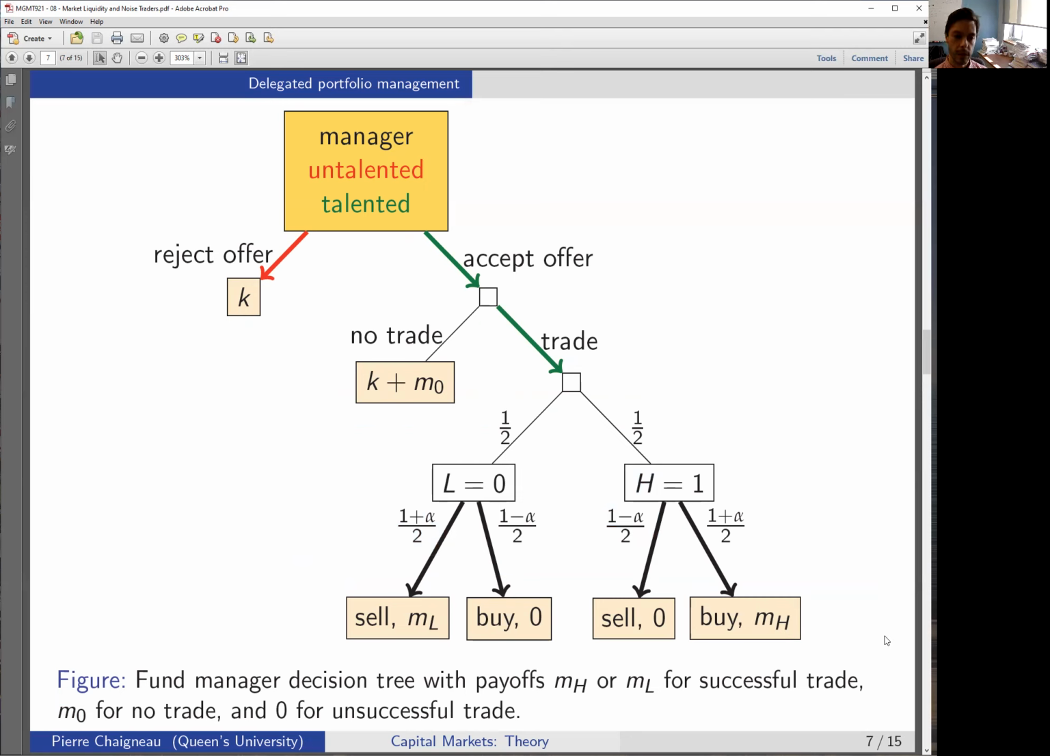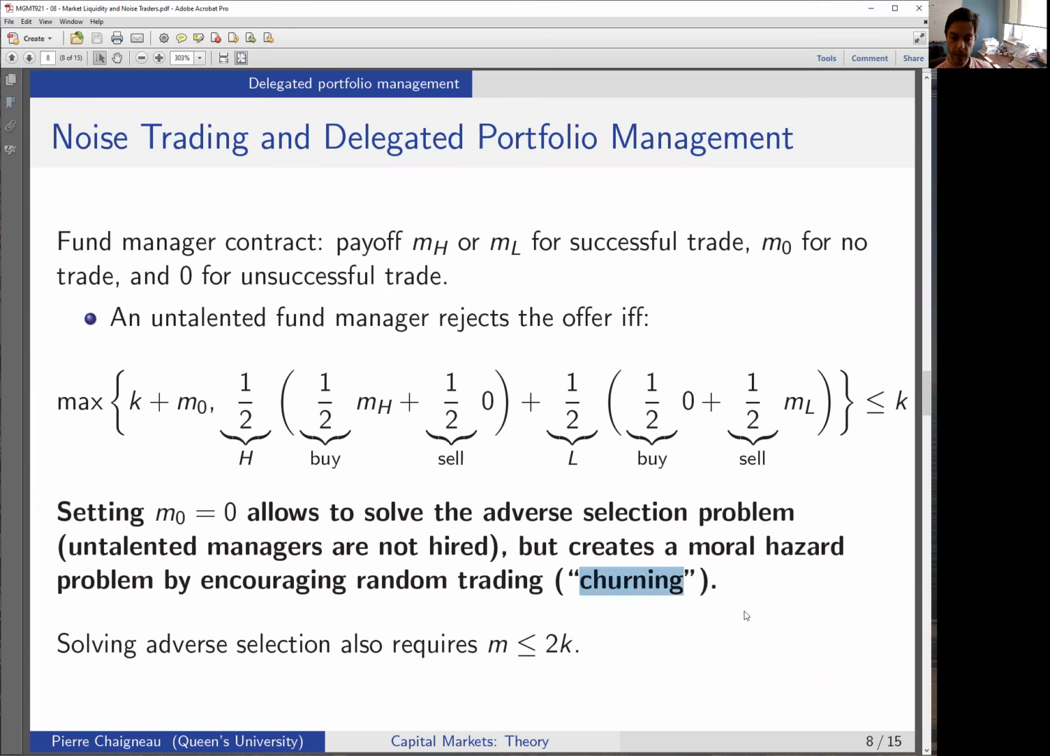But if we do not reward not trading and we reward successful trades, and yet we cannot punish unsuccessful trades because of limited liability, in this case, it means that the fund manager is always better off trading and trying his luck, even when he is uninformed. And so this is referred to as churning. Churning simply means you're going to trade, you're going to engage in transactions, even when it's completely pointless to do so. Even when it's not based on any information, you are just somehow pretending to be informed by engaging in the same actions that an informed economic agent would.